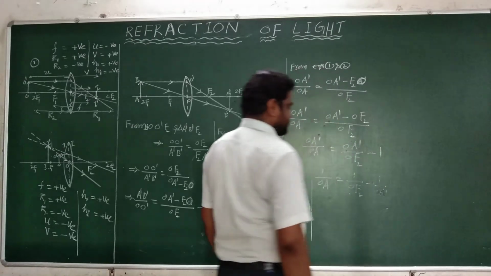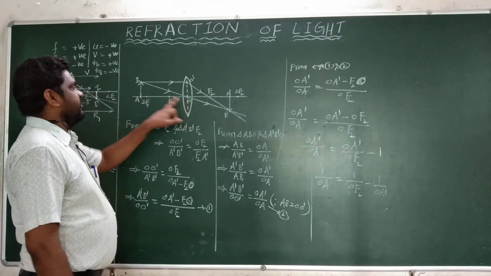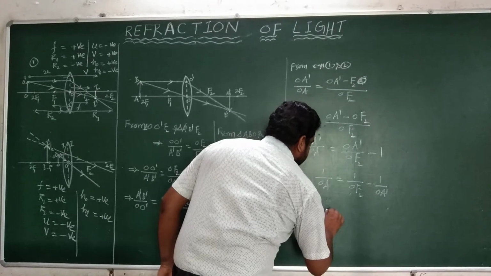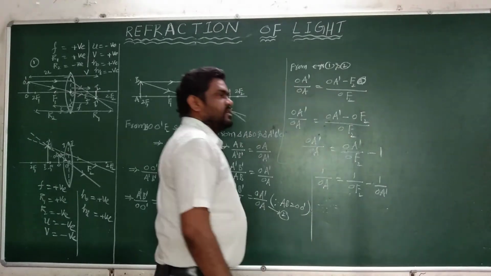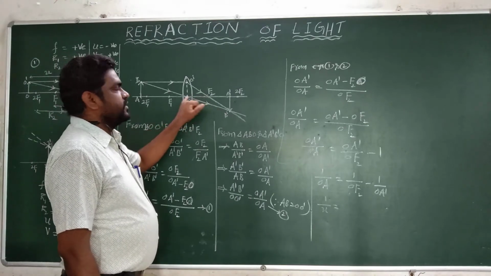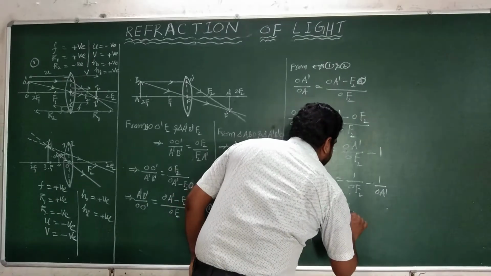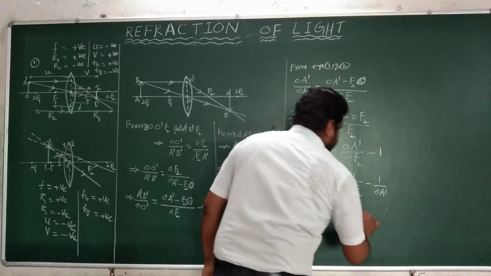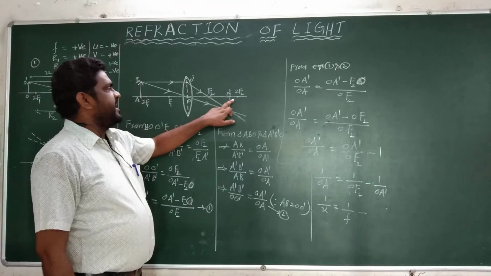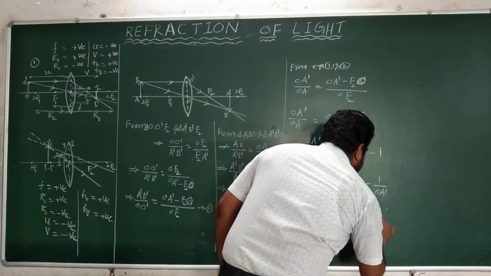1 by OA, from O to A, is nothing but the object distance. So that's why 1 by U equals 1 by OF2. From O to F2 is nothing but the focal length of the convex lens, so that's 1 by F. Minus, OA dash, from O to A dash, is nothing but the image distance, so it is 1 by V.